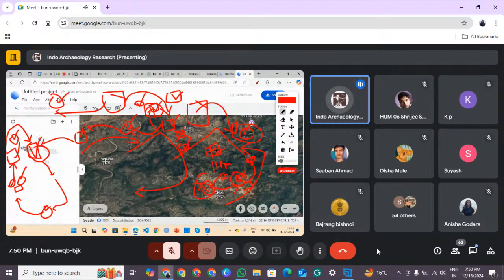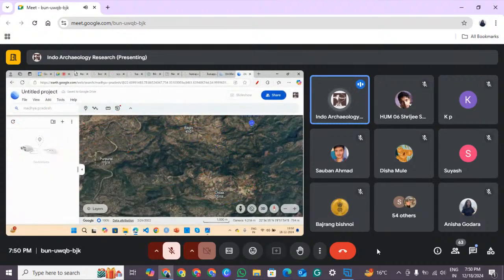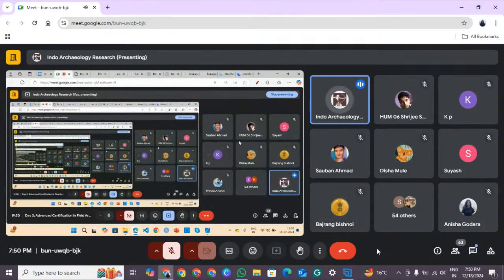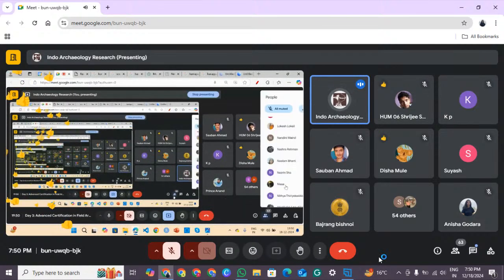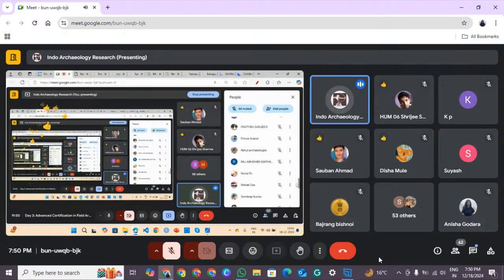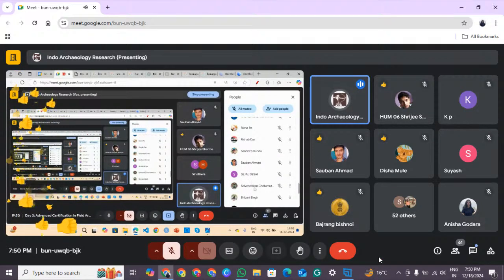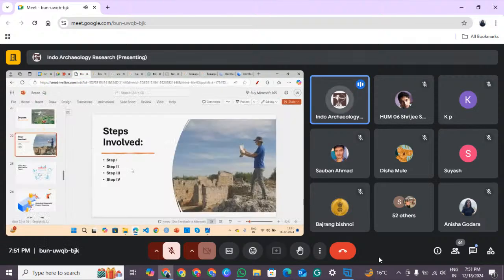So this is not your contribution in the field of history and archaeology. Correct? I hope now you all are getting my point. Correct, everyone? Like Sauban and Shriji and Suyash and KP and Prince and 63 other people in the class, also Raja Abhishek, if I pronounce it incorrectly, or Rishabh, Sandeep, and Sejal, Shivani, all of you.